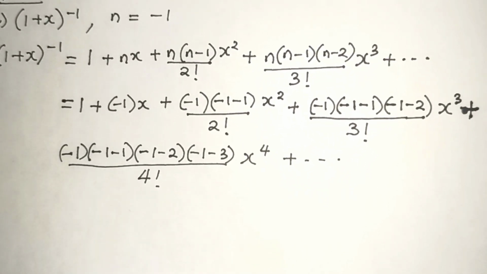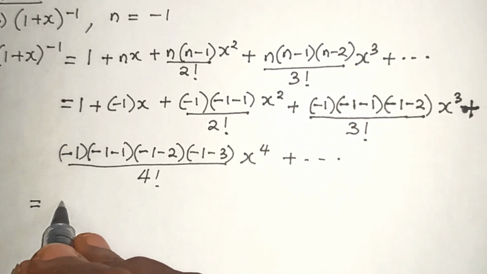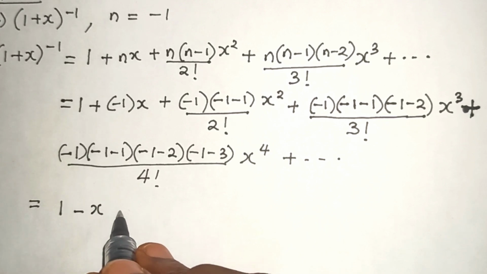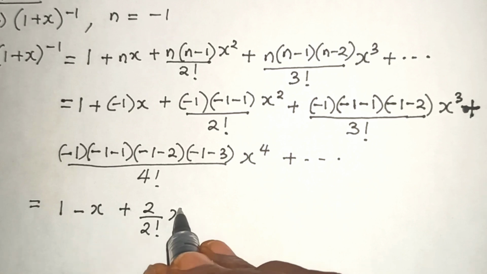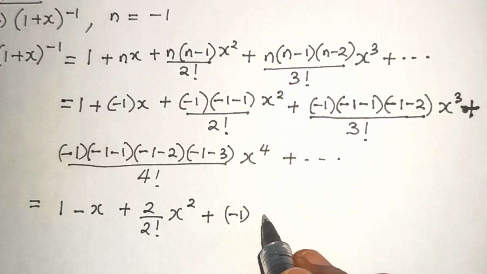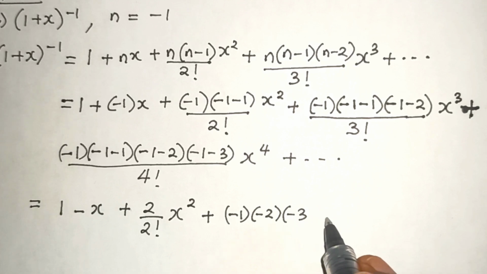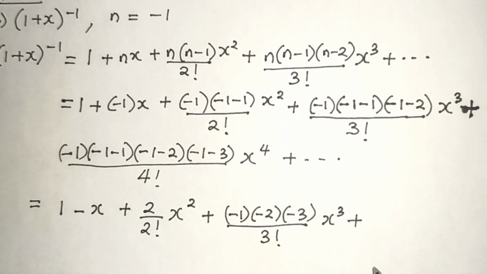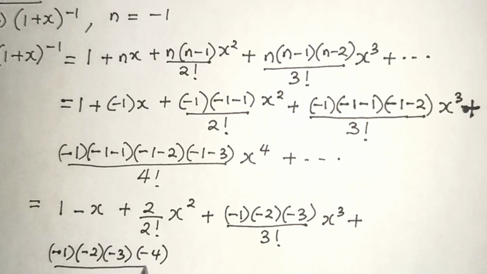So this is going to be equal to 1 minus x plus 2 over 2 factorial times x squared plus minus 1 times minus 2 times minus 3 over 3 factorial times x cubed plus the last term is minus 1 into minus 2, minus 3, minus 4 over 4 factorial times x to the power 4.